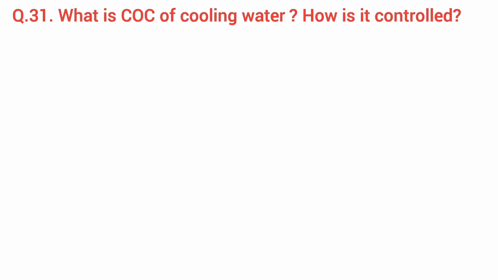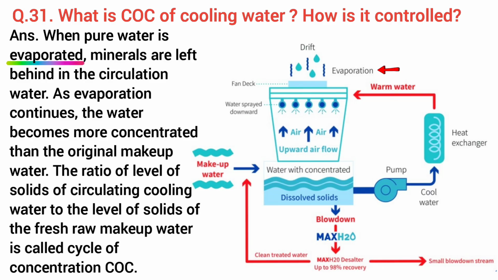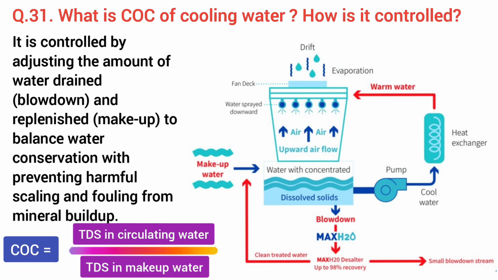What is COC of cooling water? How is it controlled? When pure water is evaporated, minerals are left behind in the circulation water. As evaporation continues, the water becomes more concentrated than the original makeup water. The ratio of level of solids of circulating cooling water to the level of solids of the fresh raw makeup water is called cycle of concentration, COC. It is controlled by adjusting the amount of water drained (blowdown) and replenished (makeup) to balance water conservation with preventing harmful scaling and fouling from mineral buildup.